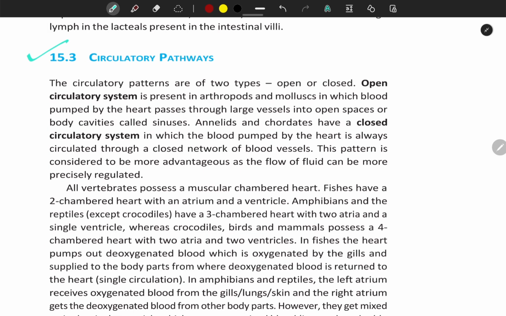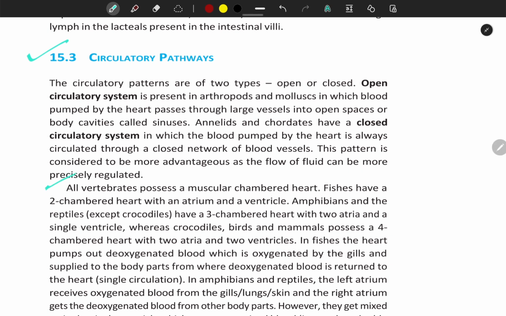15.3 Circulatory pathways. The circulatory patterns are of two types, open or closed. Open circulatory system is present in arthropods and molluscs, in which blood pumped by the heart passes through large vessels into open spaces or body cavities called sinuses. Annelids and chordates have a closed circulatory system in which the blood pumped by the heart is always circulated through a closed network of blood vessels. This pattern is considered to be more advantageous as the flow of fluid can be more precisely regulated.